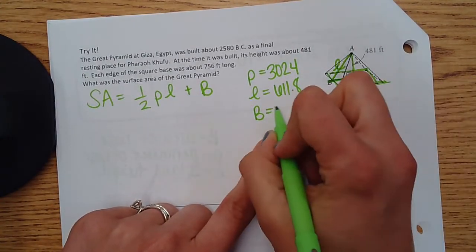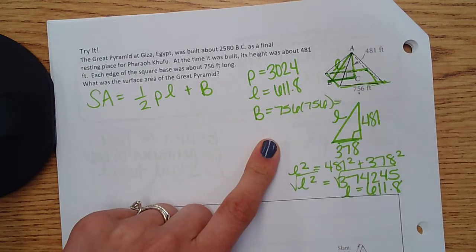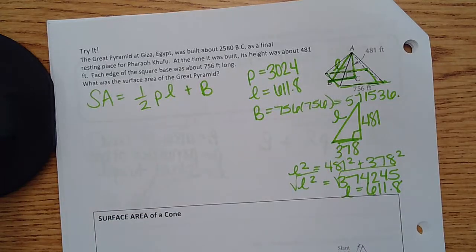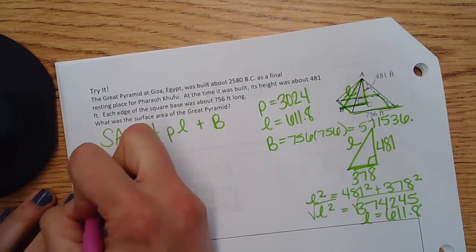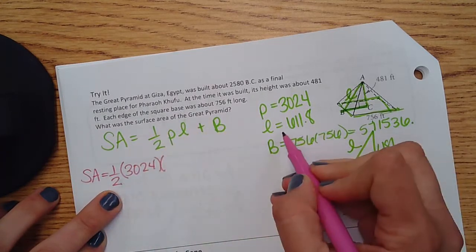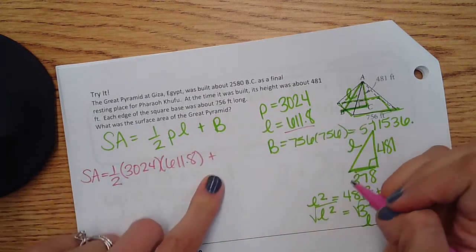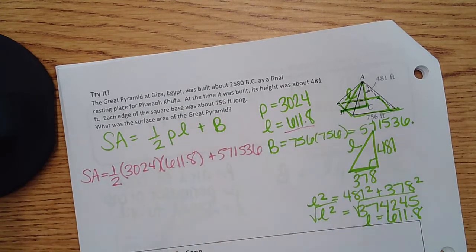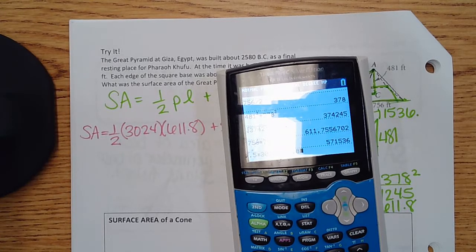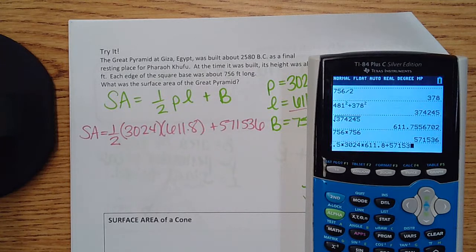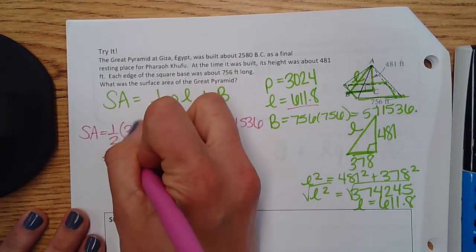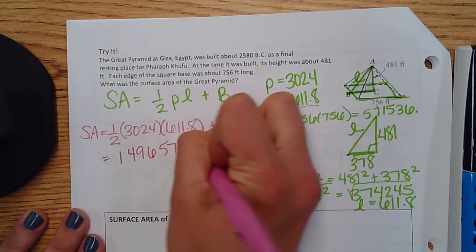Area of the base is going to be 756 times 756, which is 571,536. Now we can plug it in. Surface area equals 1/2. My perimeter of the base was 3,024. The slant height that I found was 611.8. Plus the area of that base was 571,536. Now I just plug that in. 0.5 times 3024 times 611.8 plus 571,536. And I get 1,496,577.6 feet squared.